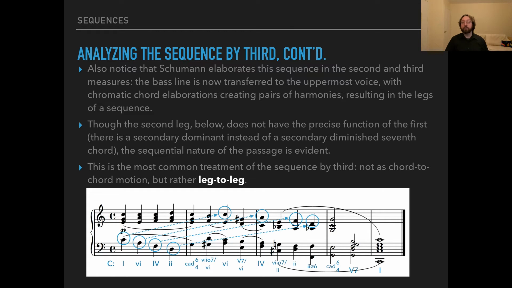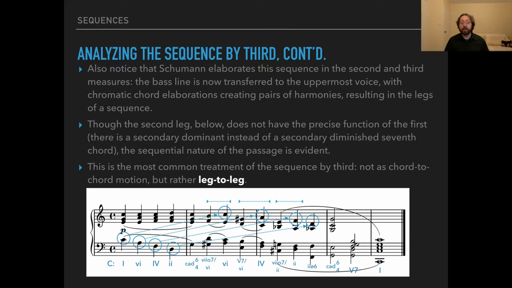Then Schumann also uses chromatic chords to elaborate those notes that were transferred up to the uppermost line. 7 diminished 7 of 6 to 6. 5 7 of 6, deceptively resolving to 4. 7 fully diminished 7 of 2, resolving to 2. This creates pairs of harmonies, which result in the legs of a sequence.